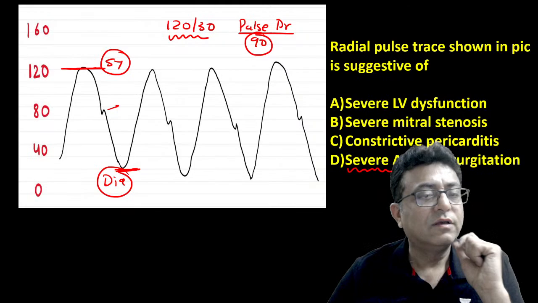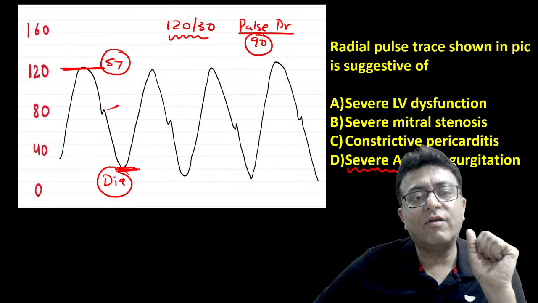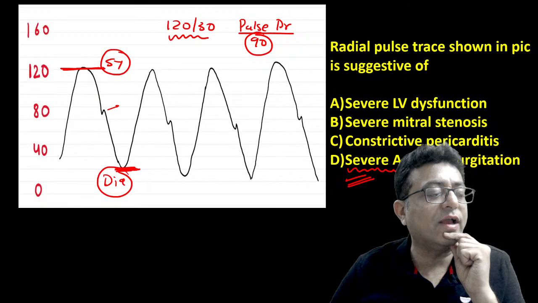So simple. Here the reading of BP is written. 120 systolic, diastolic 30, 120 by 30. Wide pulse pressure is suggestive of severe aortic regurgitation. Severe aortic regurgitation. Am I clear? Clear?